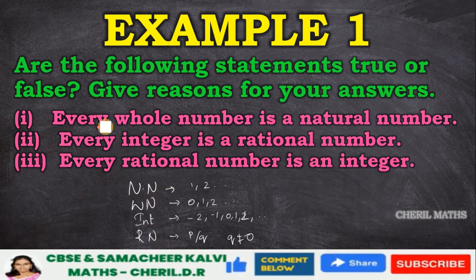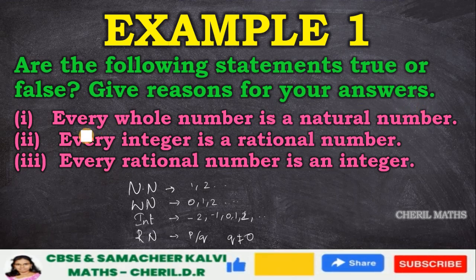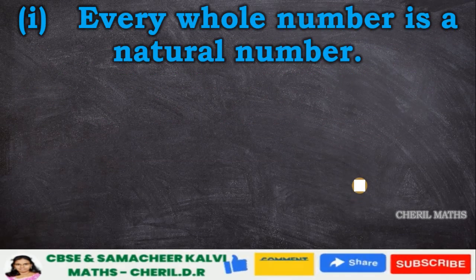So here, the first example, let's look at the question. Are the following statements true or false? Give reasons for your answers. The first statement: every whole number is a natural number. Second: every integer is a rational number. Third: every rational number is an integer. We have to say whether these three statements are true or false, and give the necessary reason also.